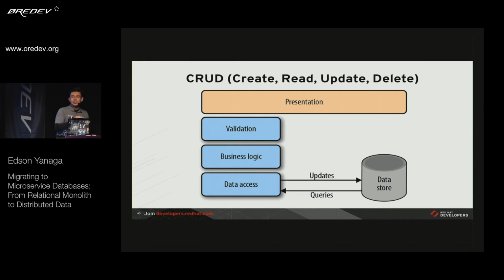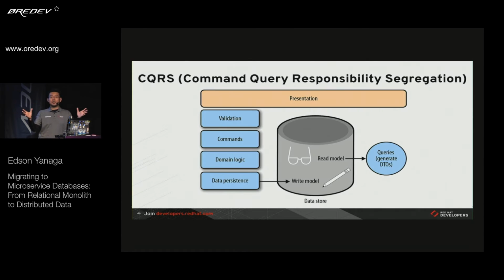CRUD is that traditional architecture that you used to have: create, read, update, and delete. They all use the same model. So if you have a customer abstraction, you create a customer class and use the same customer class for all the operations, read and write operations. But then, if you want to have a CQRS architecture, which is a very fancy name for command query responsibility segregation, you've been using this architecture for many years. You just didn't know that you had this name.